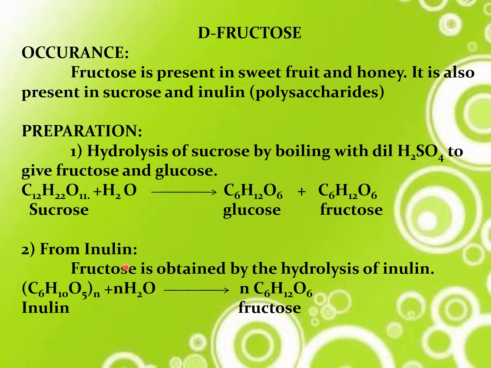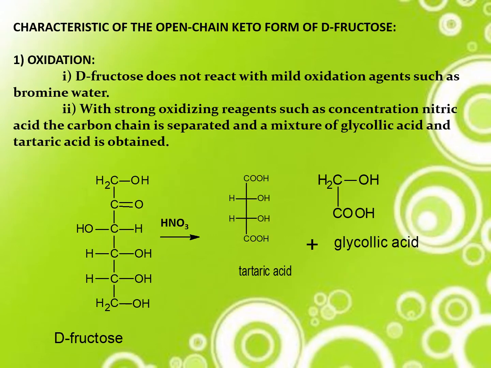Second preparation is from inulin. Fructose is obtained by the hydrolysis of inulin. Inulin is a polysaccharide (C6H10O5)n. Since it is a polysaccharide, we have mentioned here the number n. On hydrolysis, we'll get n number of fructose, C6H12O6.